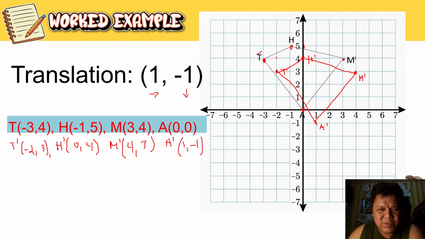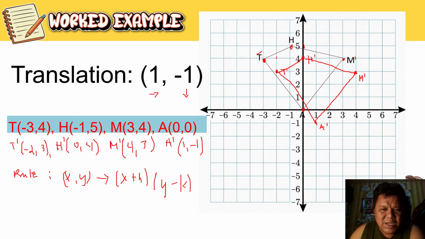So what is our rule here? Our rule is (x, y), so x plus h, then y minus k. So it means h is right, then k is down.